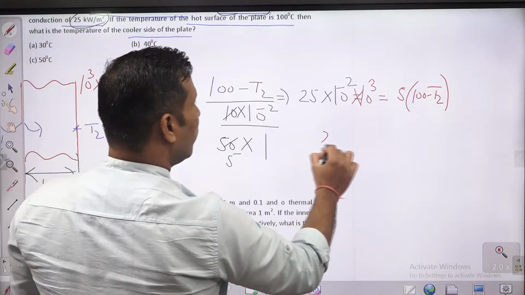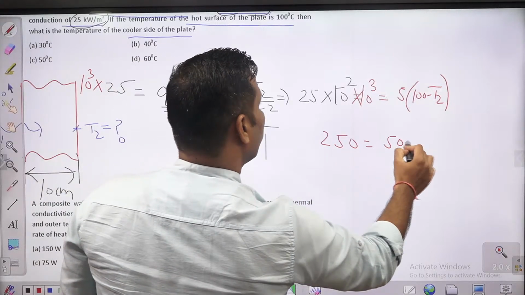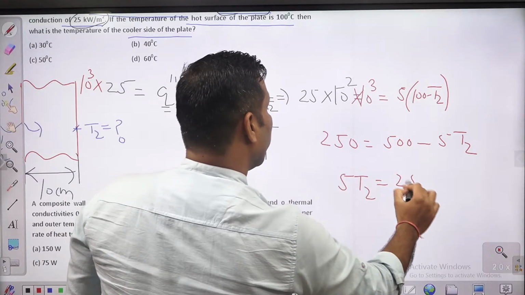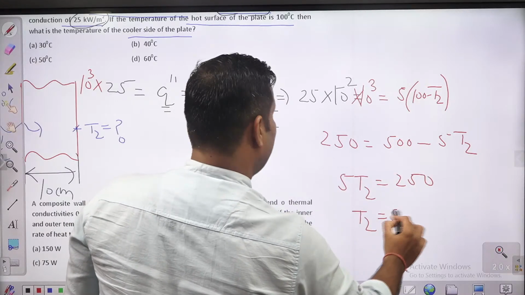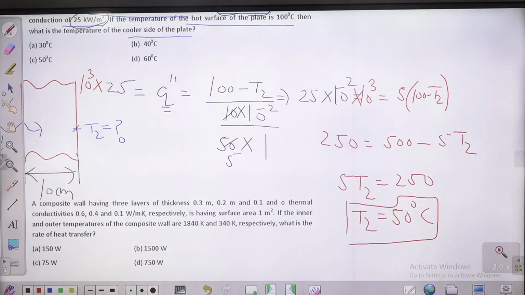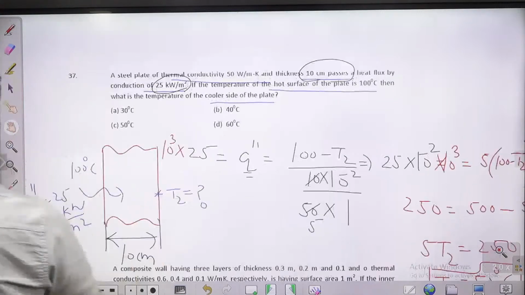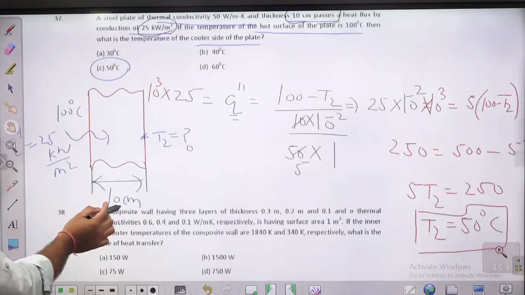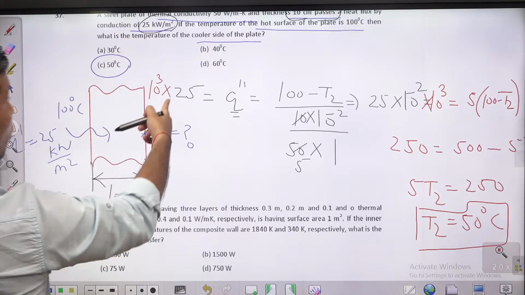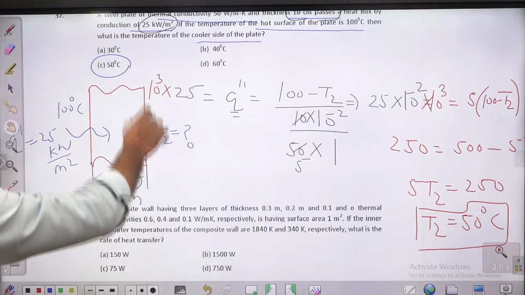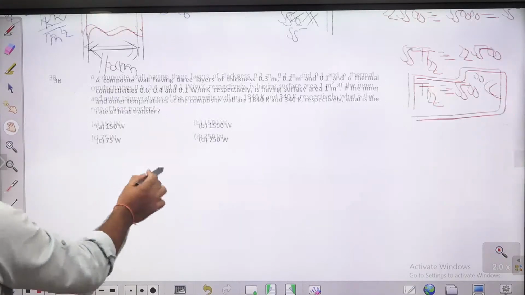Solving this, it will cancel out. You will have 250 equal to 500 minus 5T2, or 5T2 equal to 250. So T2 equals what? It will be 50 degrees Celsius. How many of you are getting 50? Guys, 50C is the right answer for this question. This is 25 kilowatt, so you need to take it as 25 kilowatt. All these things we are taking in SI units, so you also need to convert. Fine, let's go.